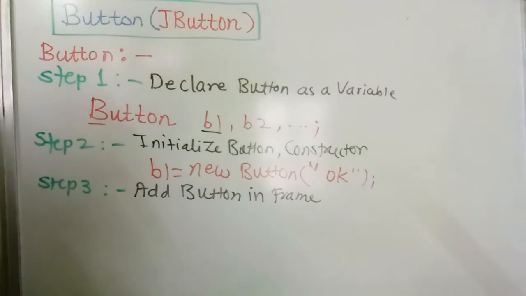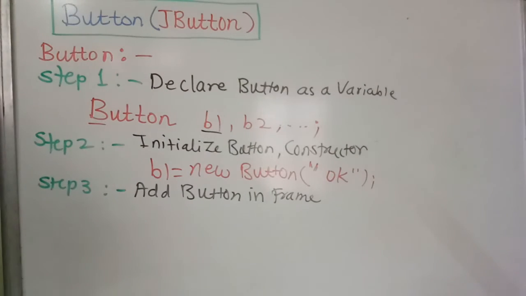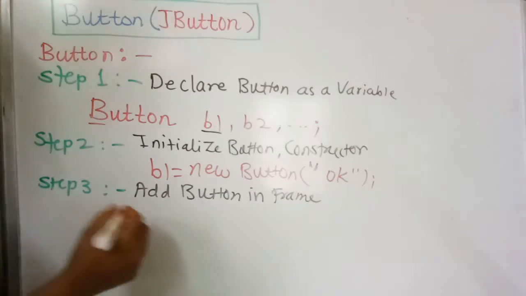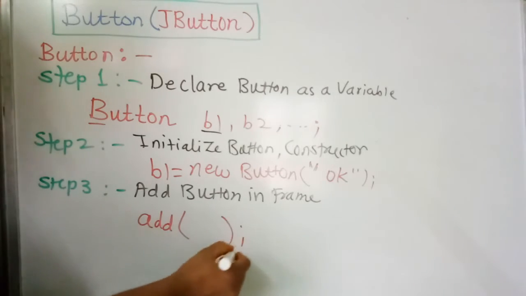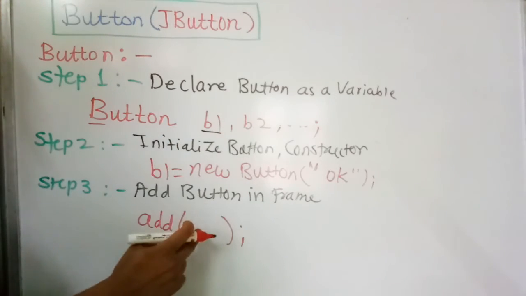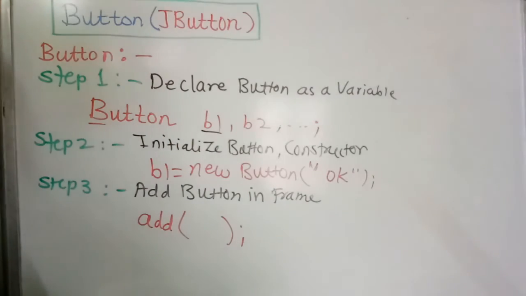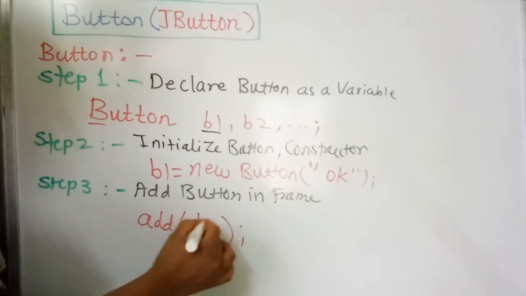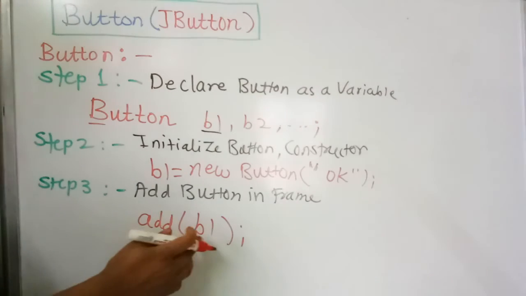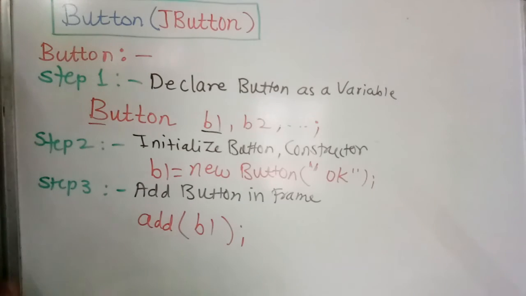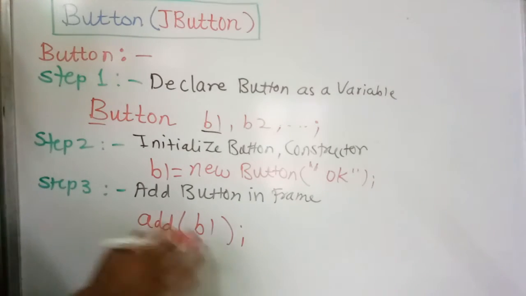For creating any graphic based programming in Java, we have to take one frame or one panel and we have to add our things in that panel. For that, the standard keyword is add, and in the brackets you have to apply the names of the things which you want to display on the screen. So that is B1. For example, if it is a label, the label name comes here. If it is a text field, then the text field comes here, and likewise all things will be performed.